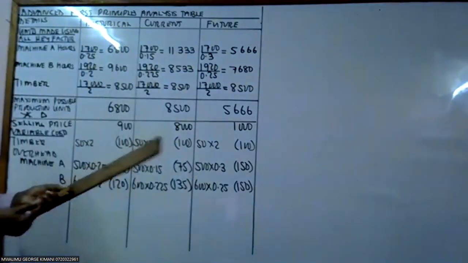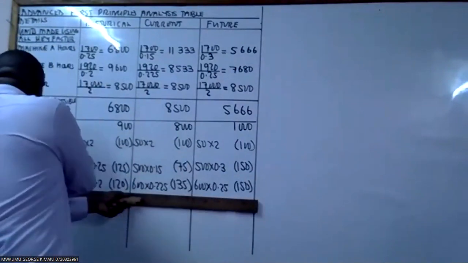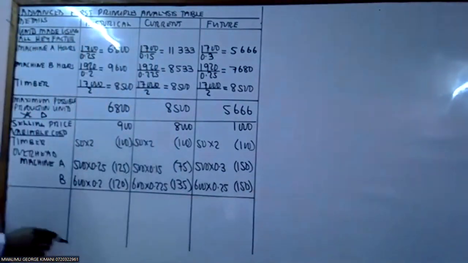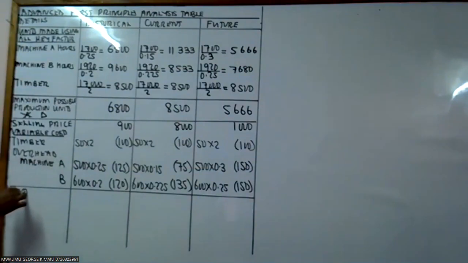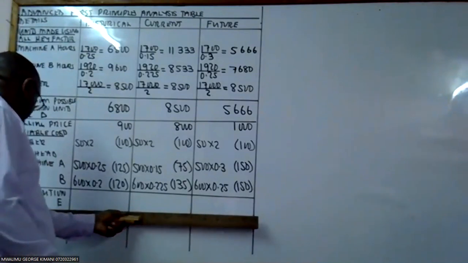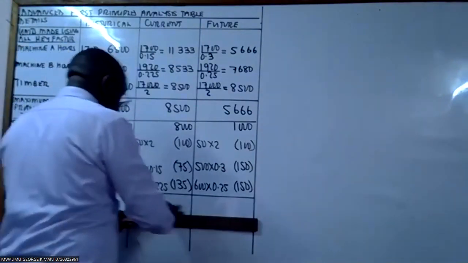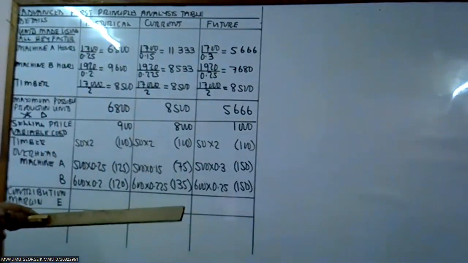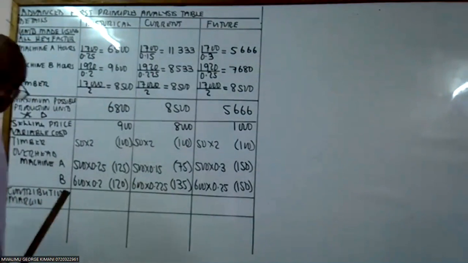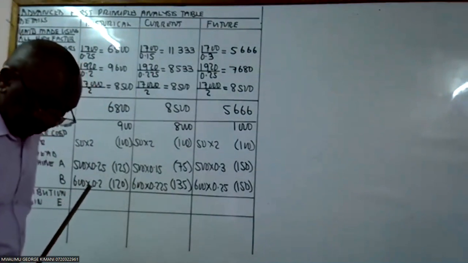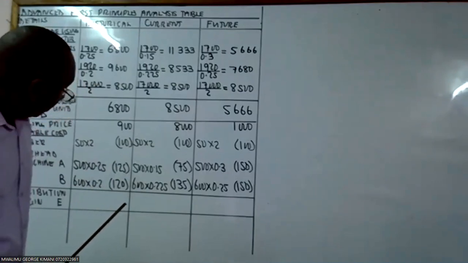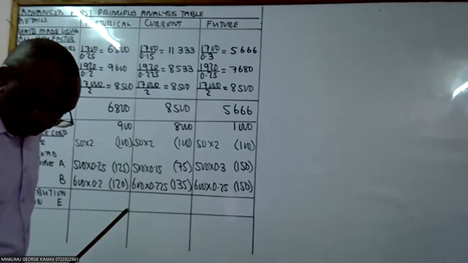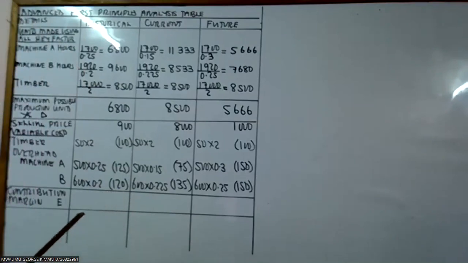So let's get contribution margin. So give me the contribution margin for historical. And I want us to call it E. So I am waiting for you to tell me 900 minus 100 minus 125 minus 120 is what? Yeah, good.